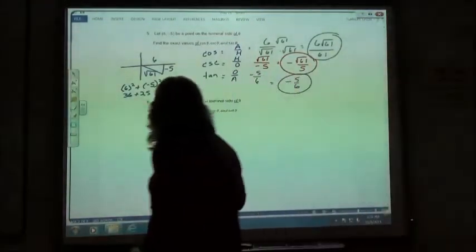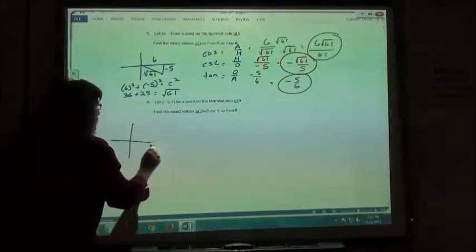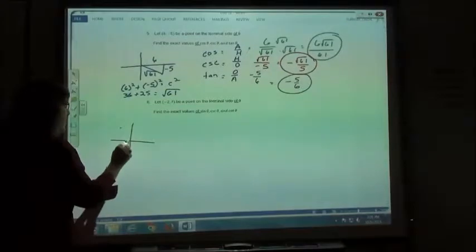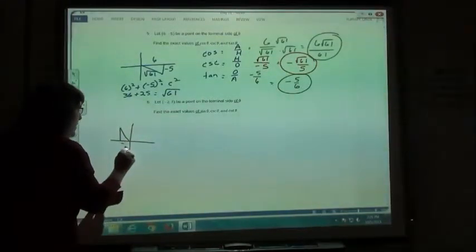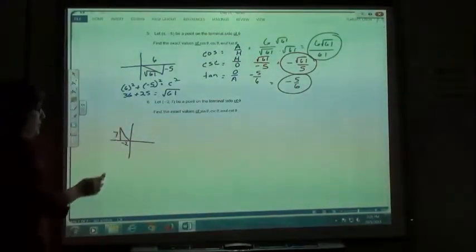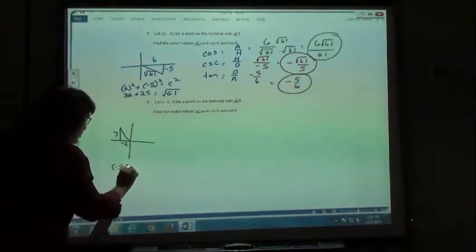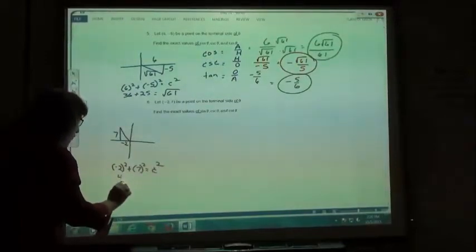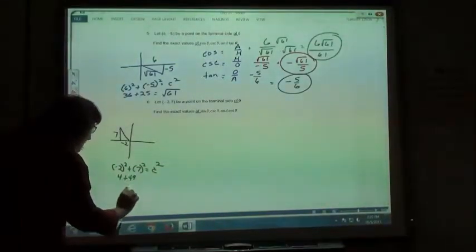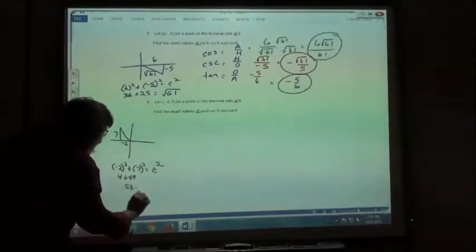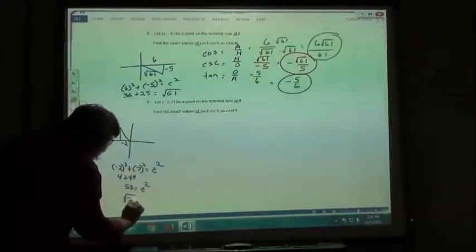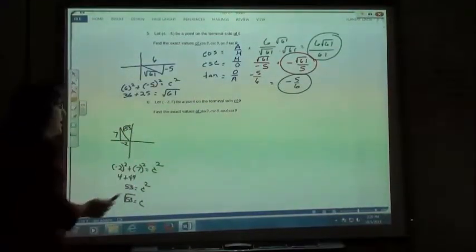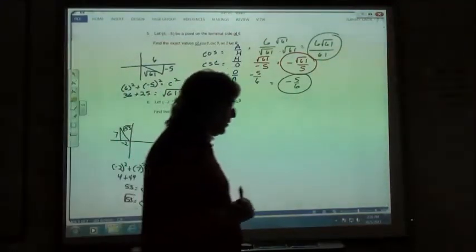And then number 6, same kind of thing. Draw my reference angle here. I'm going to go -2 in the x direction, 7 in the y direction. So (-2, 7). Finding my hypotenuse, -2 squared plus 7 squared equals c squared. So 4 plus 49 would be 53. And then I have to take my square root. So square root of 53 is going to be the measure for my hypotenuse.